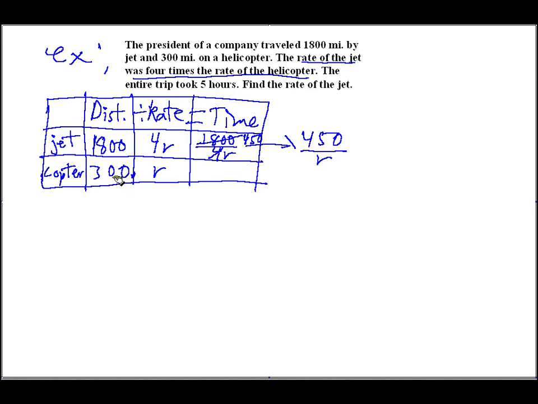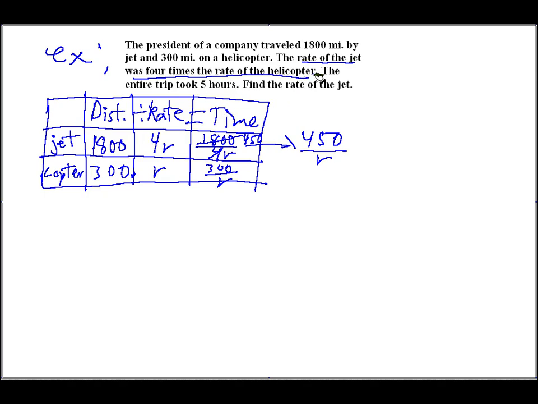How about this one? What is the time on the helicopter? Well, 300 divided by R, 300 over R. Sorry, I ran out of space there in that table. So 300 over R is the time on the helicopter, and 450 over R is the time on the jet.